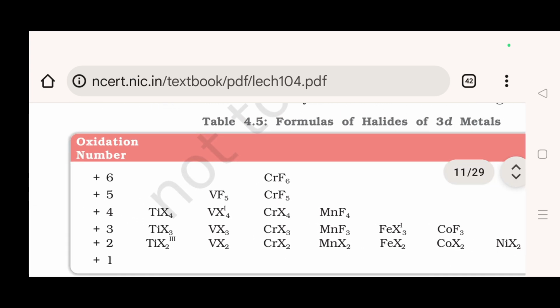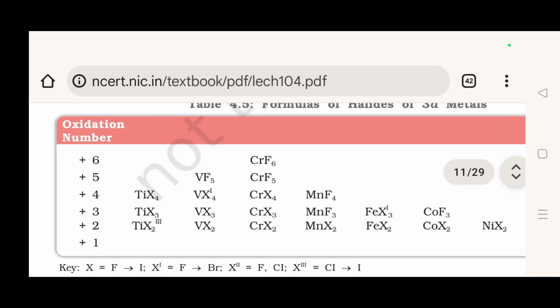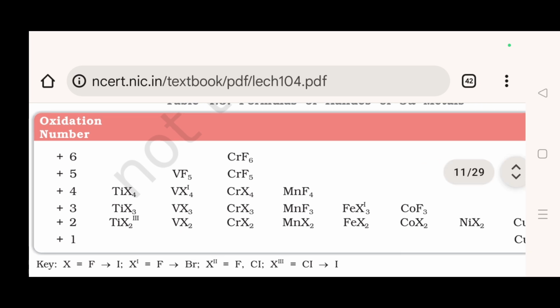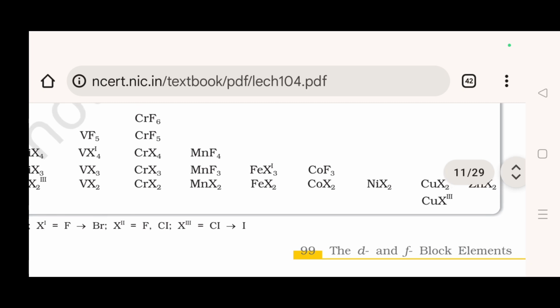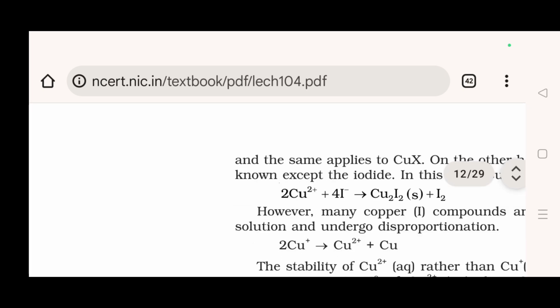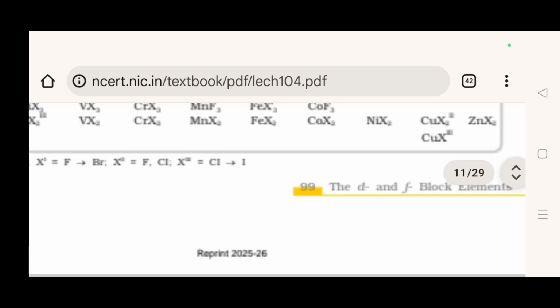Now the formulas of halides of 3d metals. For oxidation state +6 it is CrF6; for +5 it is VF5 and CrF5; and for +4 there are a variety, like TiX4, VX4, CrX4, MnF4. It is to be noted that X here represents halogen atoms. For +3 it is TiX3, VX3, CrX3, MnF3, FeX3, CoF3; for +2 it is TiX2, VX2, CrX2, MnX2, FeX2, CoX2, NiX2, CuX2, and ZnX2. And for the +1 oxidation state it is CuX.